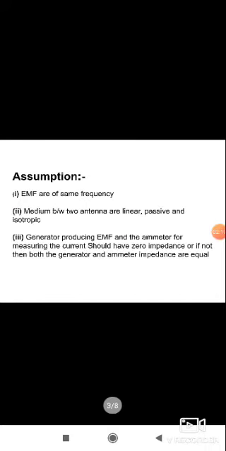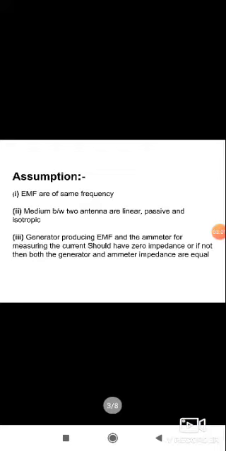Before starting with the proof of the reciprocity theorem, there are some assumptions in the theorem. Assumptions are ideal conditions you have to take to prove something. First, the EMF should be of the same frequency, and the medium between the antennas should be linear, passive and isotropic. I think you are familiar with the term isotropic, that is equal in all directions, omnidirectional.